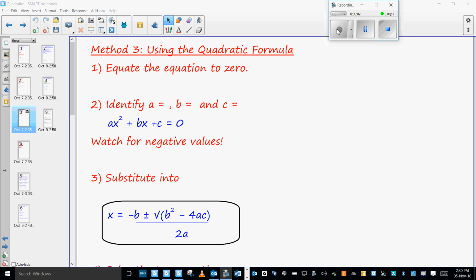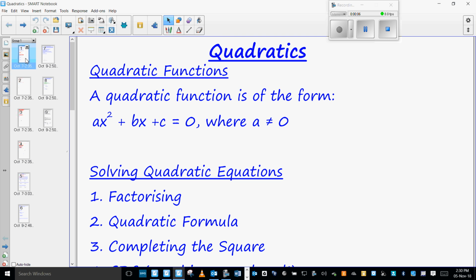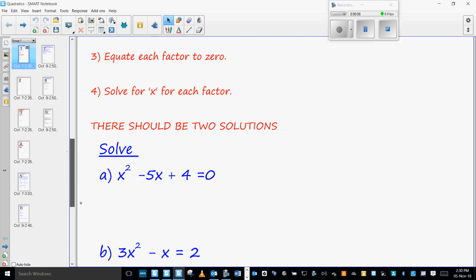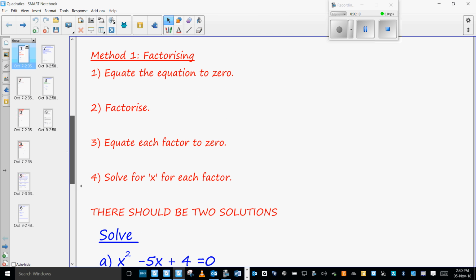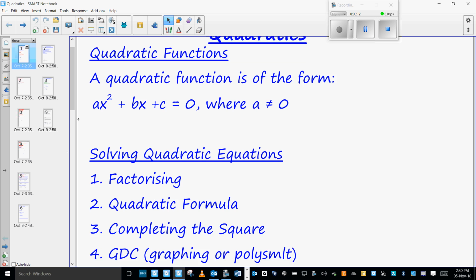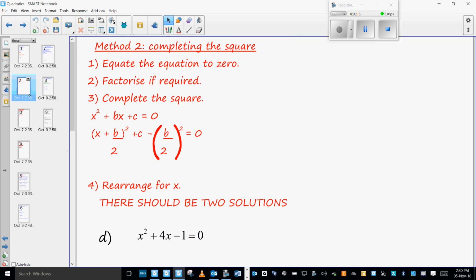Two methods of solving. The first one was just straightforward factorizing, remember? Yes, one or two brackets, mostly two brackets. The second thing was completing the square. We did that the lesson before last, and we practiced it last lesson.